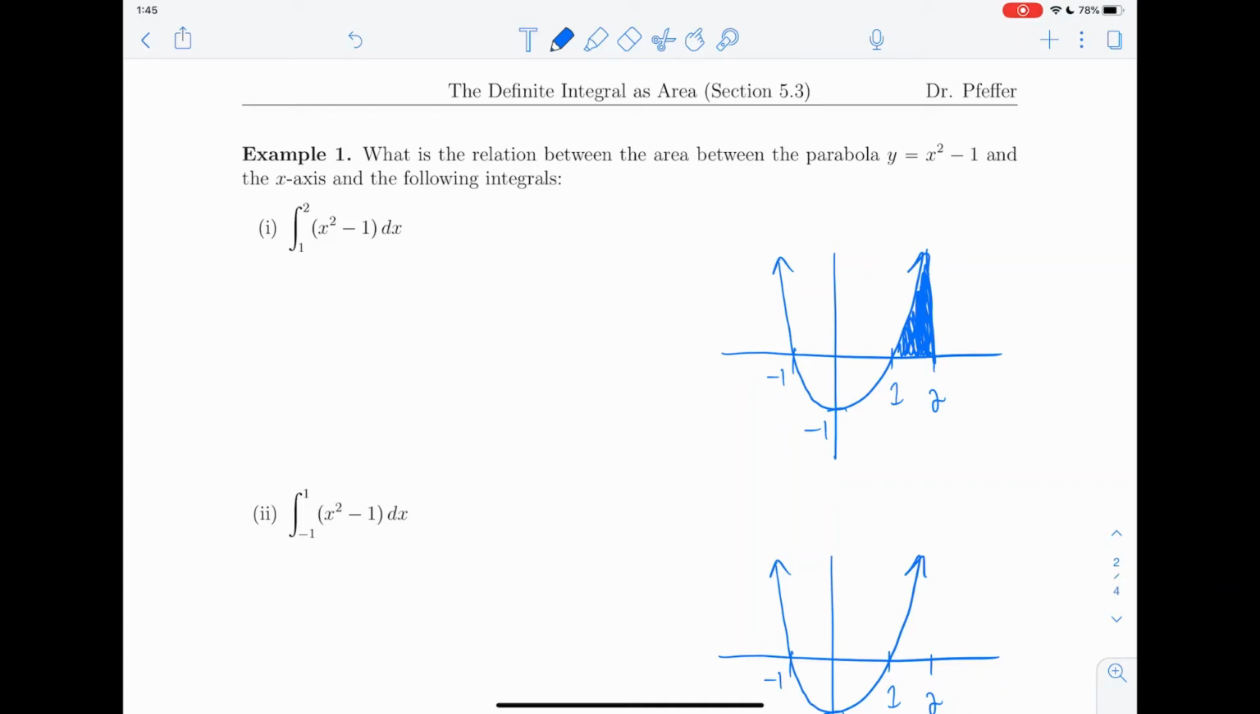Once we get to chapter 6, we'll actually figure out how to algebraically compute this integral. But for now, take it on faith that this area, which I'm going to call A1, is equal to 4/3.